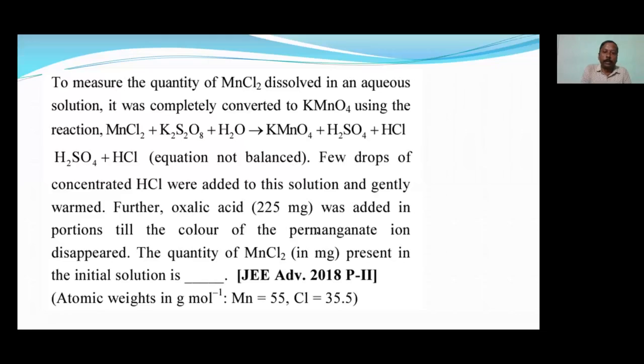Okay, next question. Measure the quantity of MnCl2 dissolved in an aqueous solution. It was completely converted into KMnO4. A few drops of concentrated HCl were added and the solution warmed, and oxalic acid was further added till the color of permanganate, that means KMnO4, disappeared. The quantity of MnCl2 present in the initial solution is.